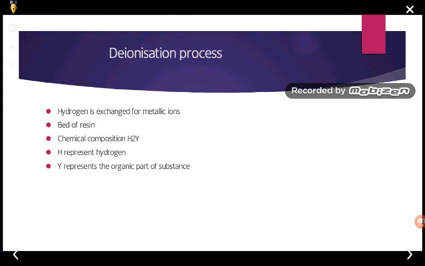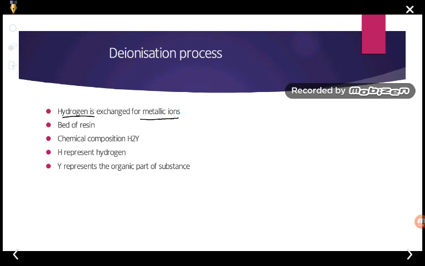So the deionization process is a process of removal of the ions, and it is similar to the previous process, that is the zeolite process, but in this process the hydrogen is exchanged for the metallic ions. So in case of the zeolite only the bases were exchanged, but here hydrogen is exchanged for the metallic ions.